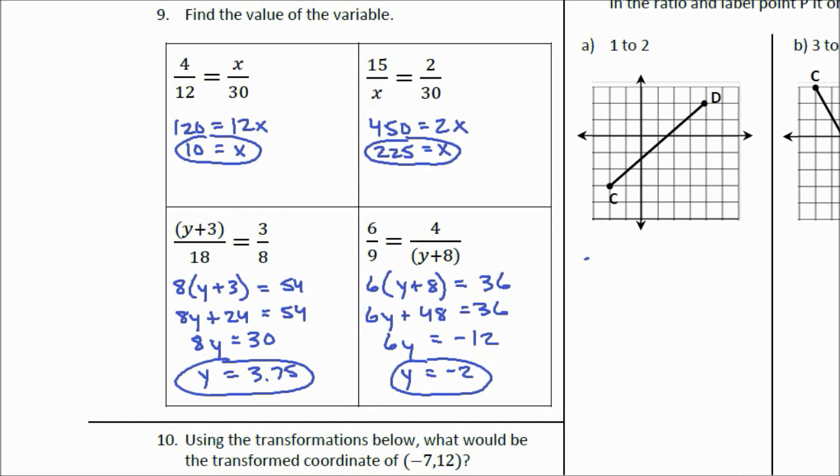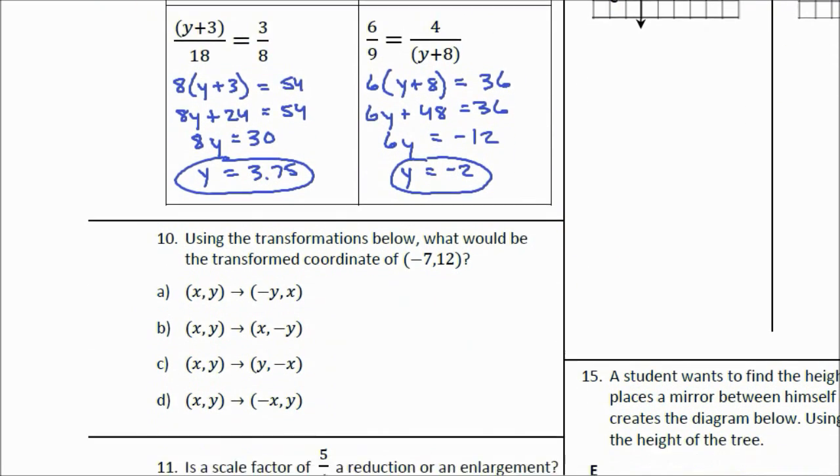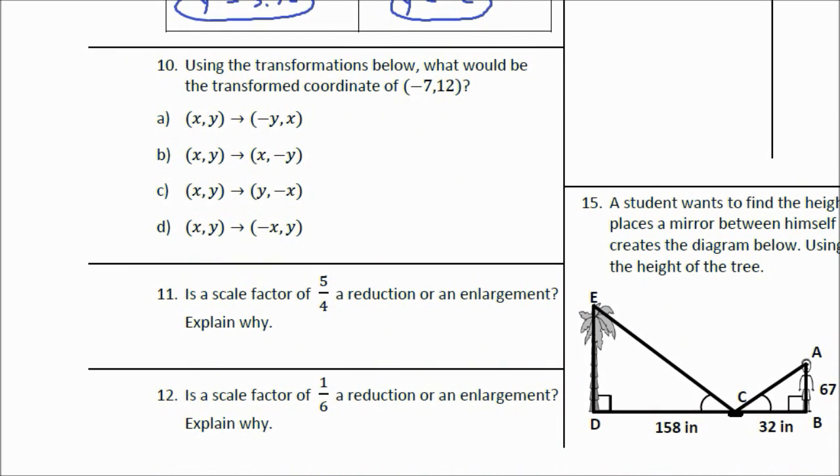All right, we're up to question number 10. Question number 10. Using the transformations below, what would be the transformed coordinate of negative 7, 12? So it looks like they want to have us plug that into our transformation notation and come out with our new coordinate. Let's do the first one.